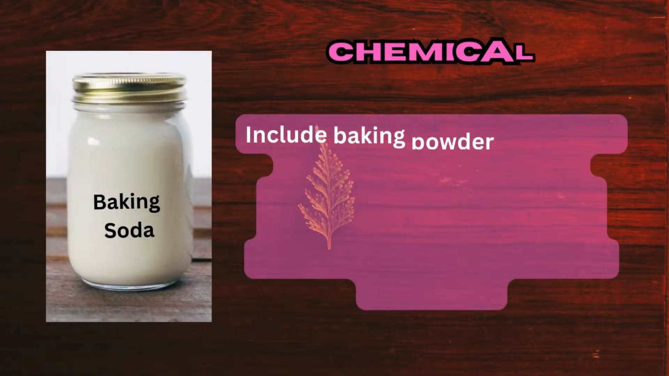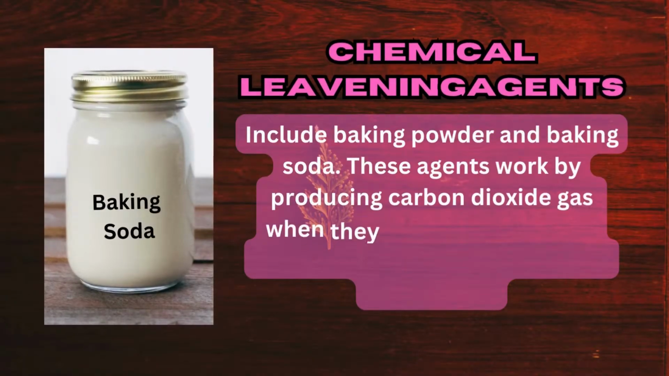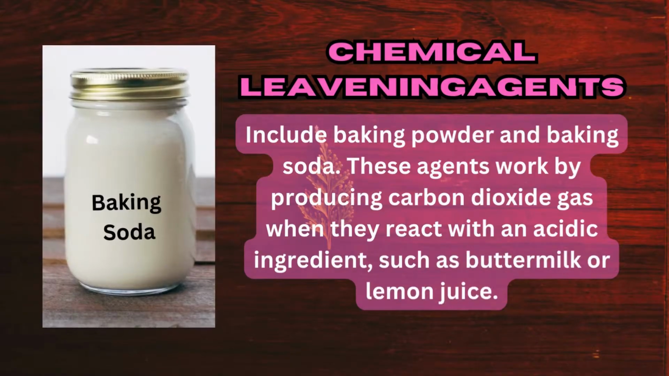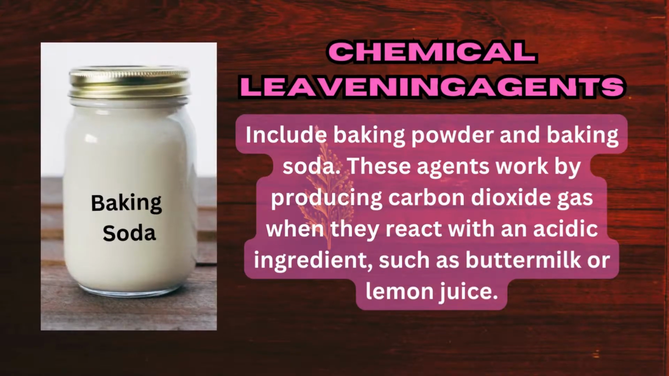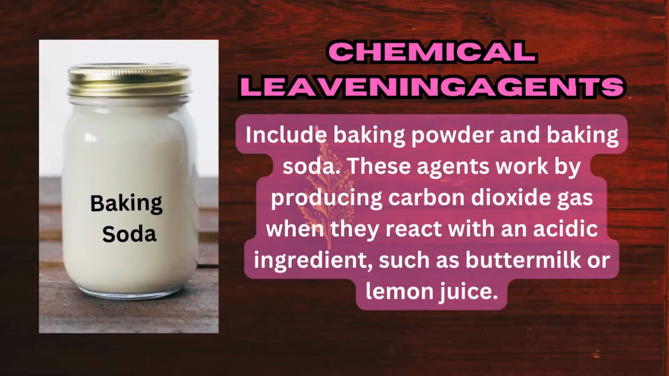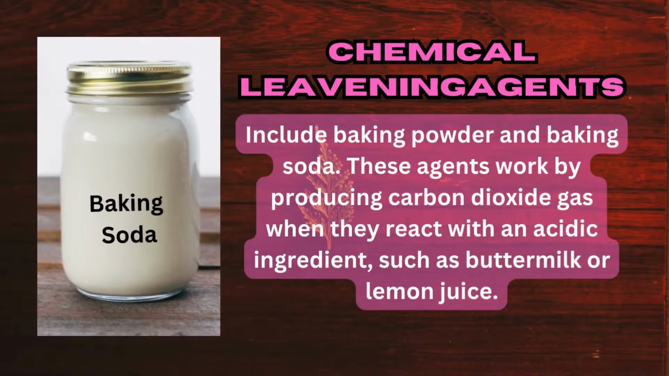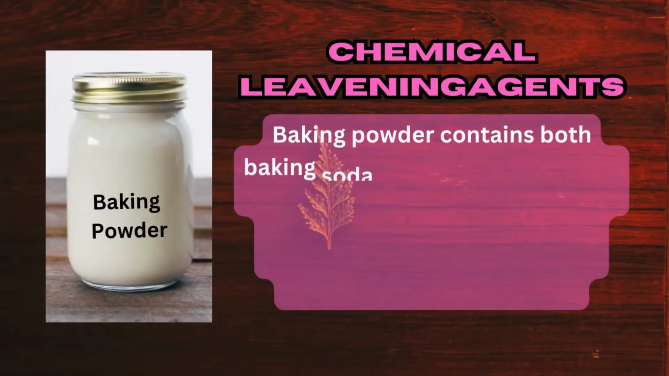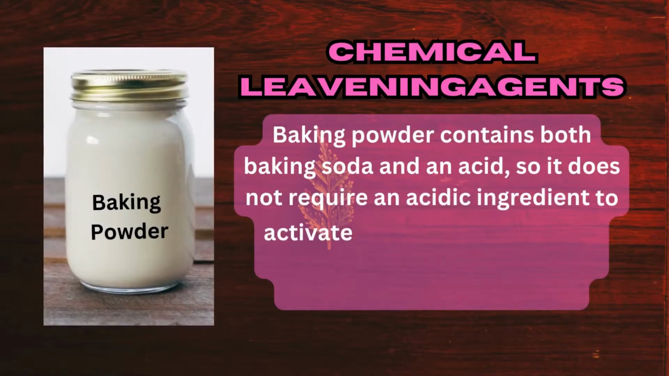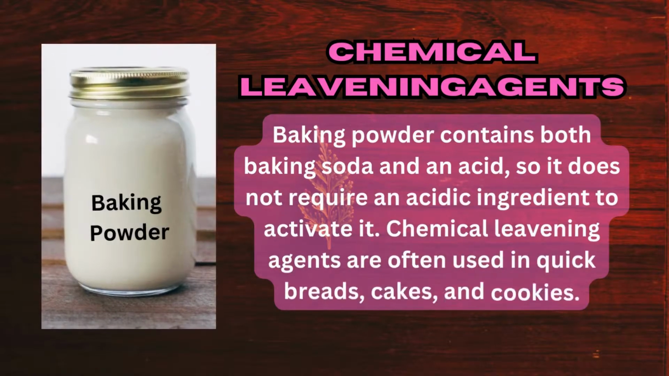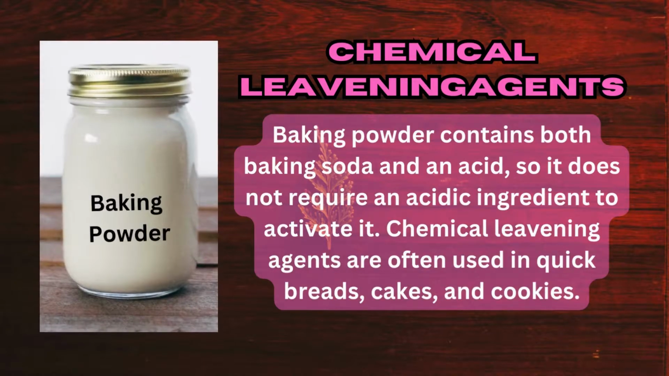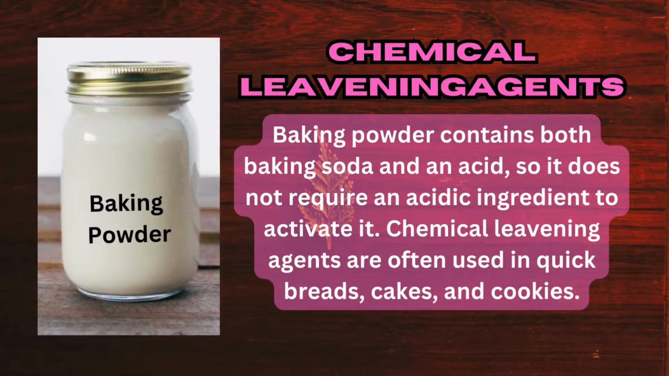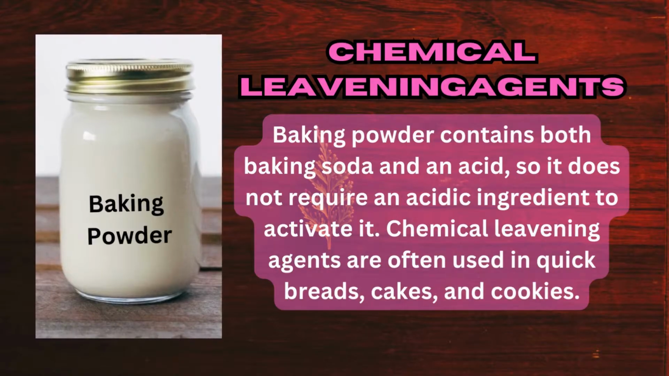A. Chemical leavening agents. Chemical leavening agents include baking powder and baking soda. These agents work by producing carbon dioxide gas when they react with an acidic ingredient, such as buttermilk or lemon juice. Baking powder contains both baking soda and an acid, so it does not require an acidic ingredient to activate it. Chemical leavening agents are often used in quick breads, cakes, and cookies.